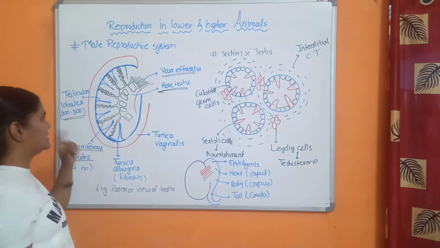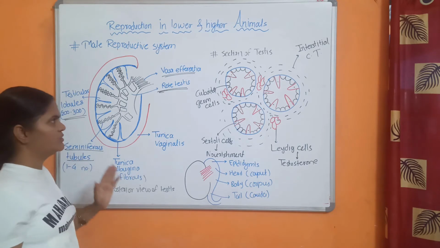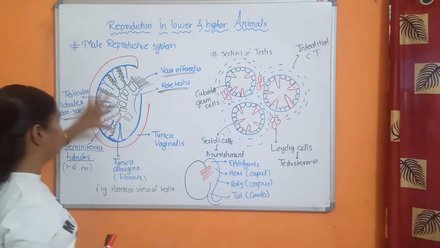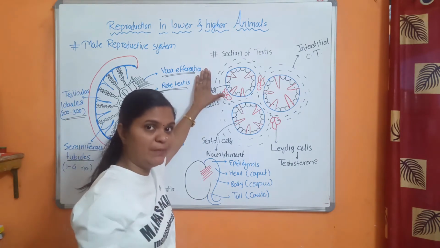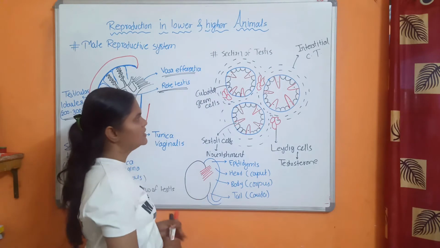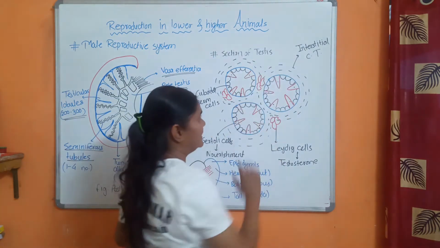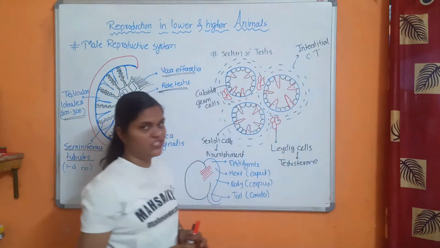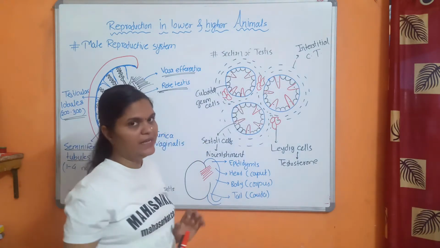When we cut this seminiferous tubule and take a section of it, we see a structure like this. Near the seminiferous tubule, some connective tissues are present, and these are the interstitial connective tissues, and this is actually the seminiferous tubule.